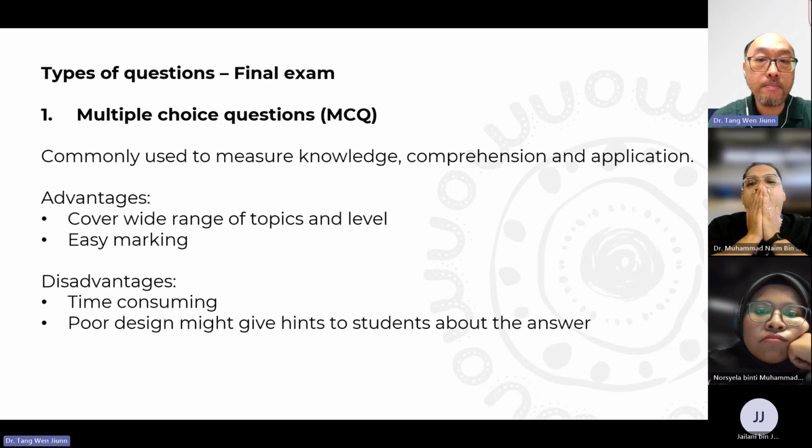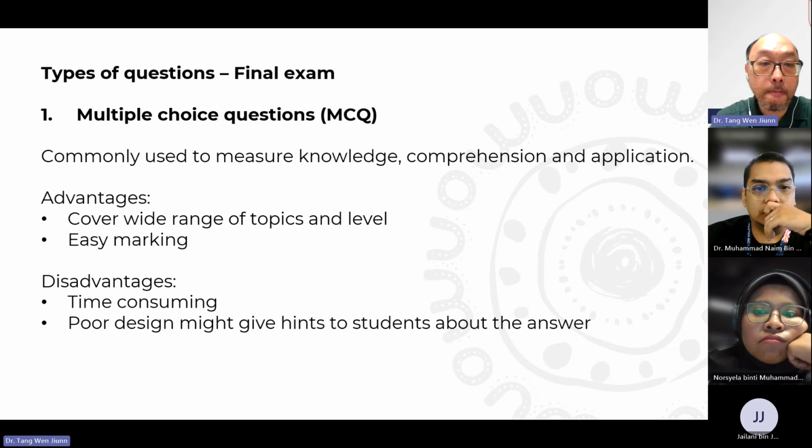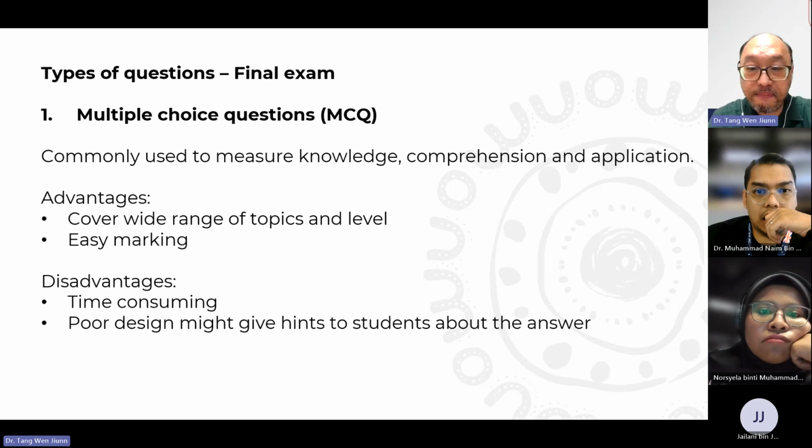So first is MCQ. MCQs basically measure knowledge, comprehension and application. The advantage is the coverage is wide. They can cover a lot of topics and levels, basically these three levels. Marking is also easy. However, creating proper MCQ questions is very time consuming because you have to make sure they are appropriate, and poor design will give hints to students about the answer.